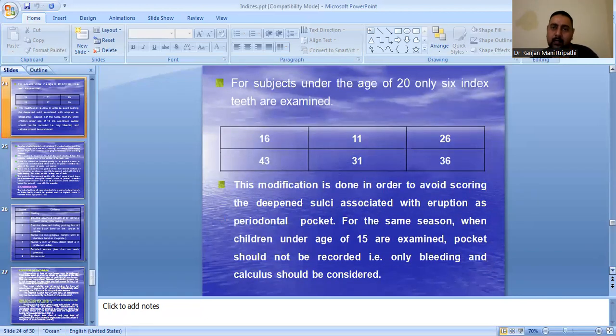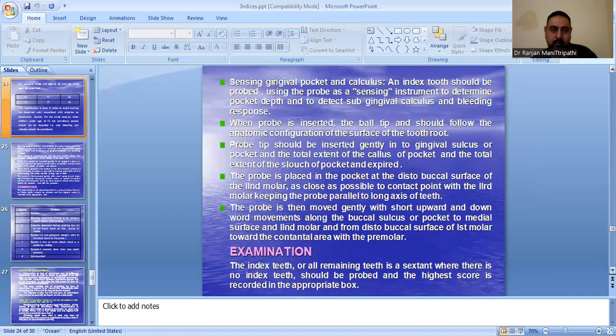For subjects under the age of 20, only 6 index teeth are examined, up to the age of 19. That is 16, 11, 26, 36, 31, and 46. This modification is done in order to avoid scoring the deepened sulci associated with eruption as periodontal pockets. For the same reason, when children under the age of 15 are examined, pockets should not be recorded. That is, only bleeding and calculus should be considered.